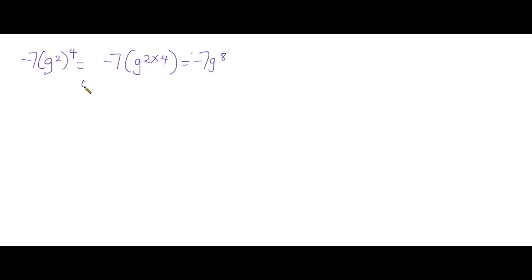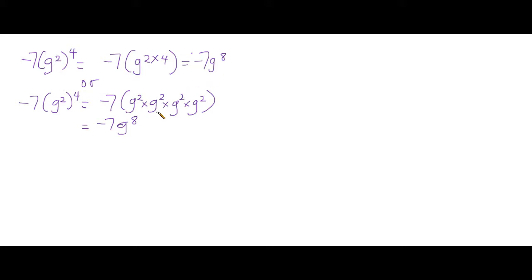Or we can solve it as minus 7 times g raised to the power of 2, raised to the power of 4, and this will be g raised to the power of 2 in 4 places. I'll still have minus 7, this will be g raised to the power of 2 multiplied by g raised to the power of 2, g raised to the power of 2, and g raised to the power of 2. And using the multiplication law of indices, that will be addition of all the powers, and now since the base is the same, we have g raised to the power of 8. 2 plus 2 plus 2 plus 2, that will be 8. So we still have the same answer.